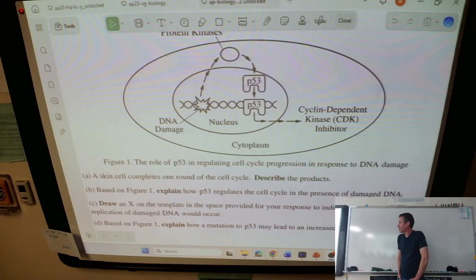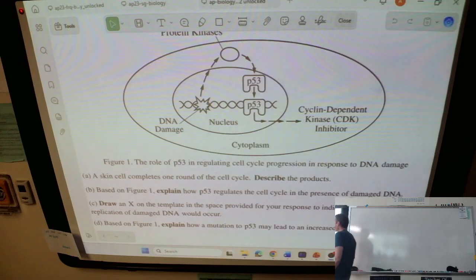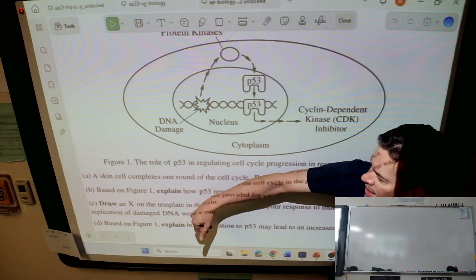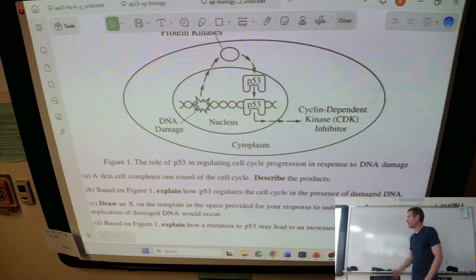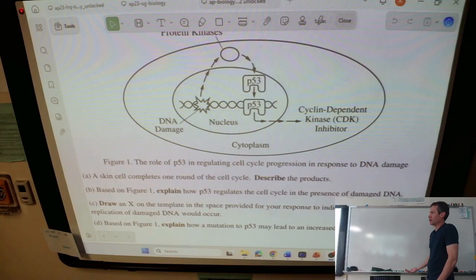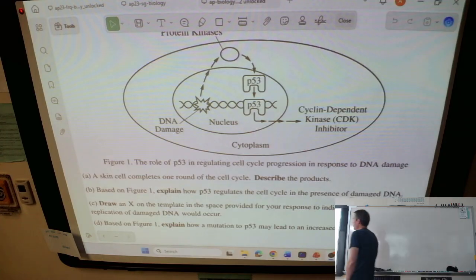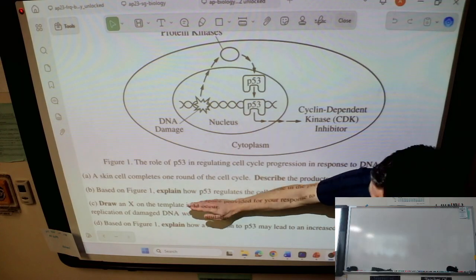All right. So for this one, it says, a skin cell completes one round of the cell cycle. Describe the products. And you're kind of like, I don't know, describe the products. That could be something pretty big or something pretty small. This was a 4-point question, A, B, C, D.